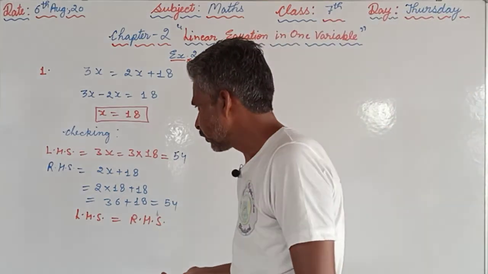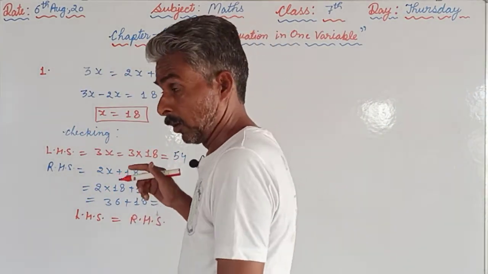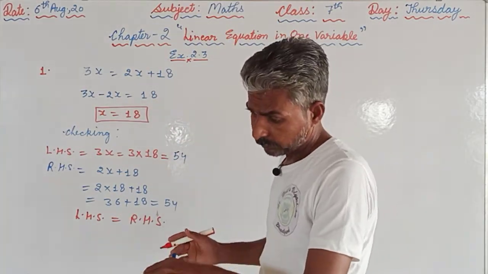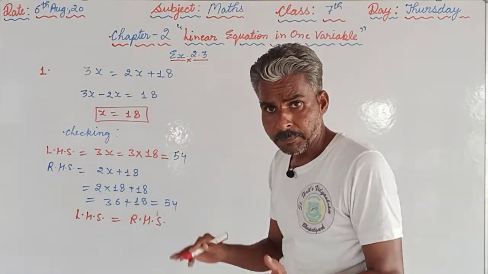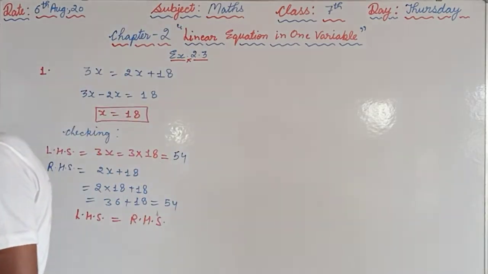We have checked also. How are we supposed to check? The value we have found for the variable, we put in the equation, and we calculate the left hand side and the right hand side separately. If their values come the same, we can say that our answer is right.